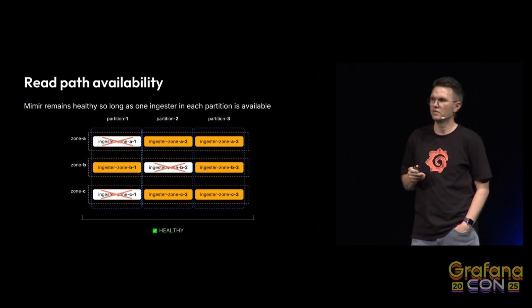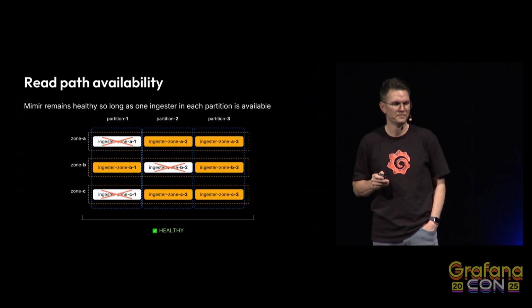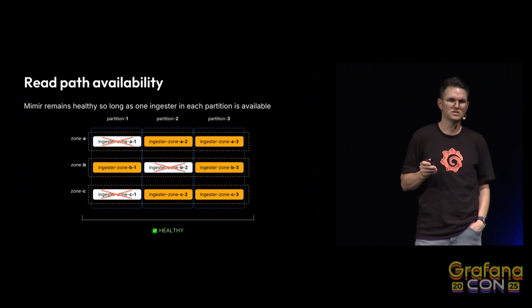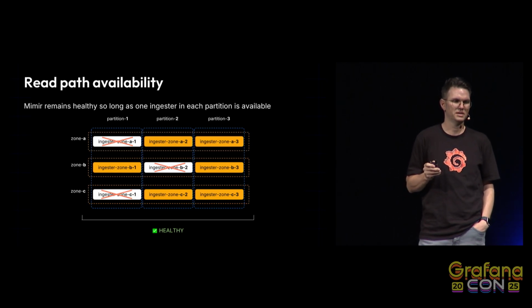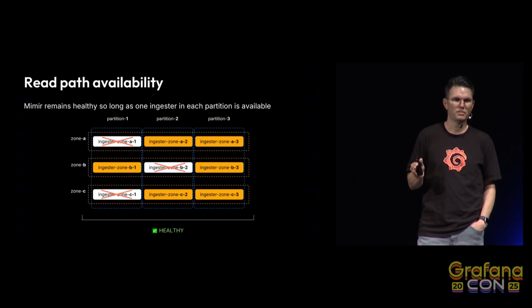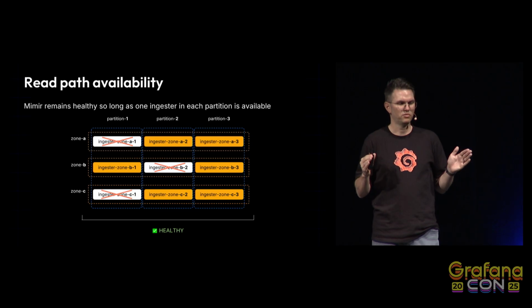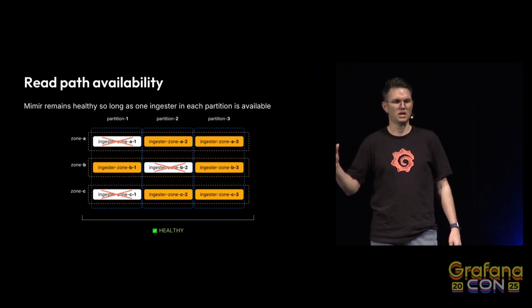But with ingest storage, you can actually have ingesters that are unavailable in each zone. You can have ingesters that are unavailable in each partition. As long as you have one ingester available in each partition, your read path is still healthy. So this approach to replication and availability is much more resilient, and the probability of a read path outage is much lower. And you can decrease the probability of a read path outage by creating more partitions. You can control how many partitions you create. You can create dozens or hundreds.